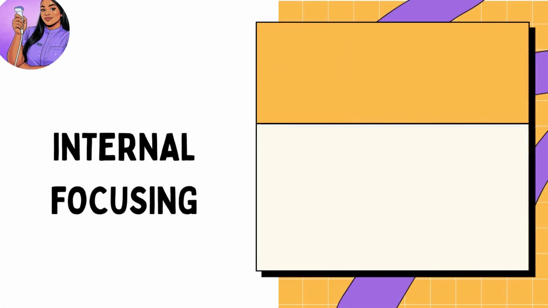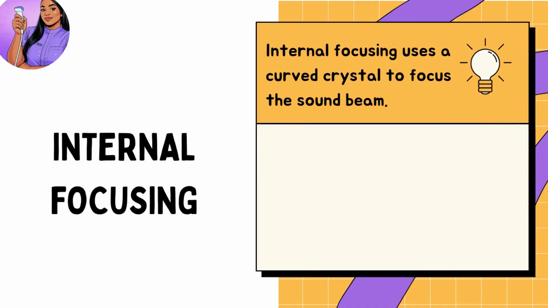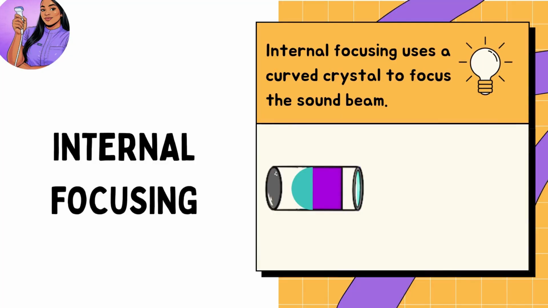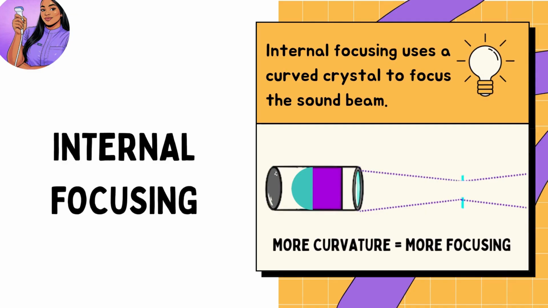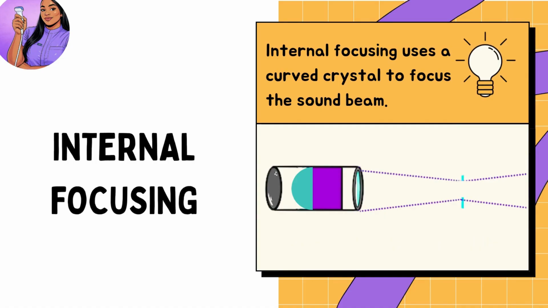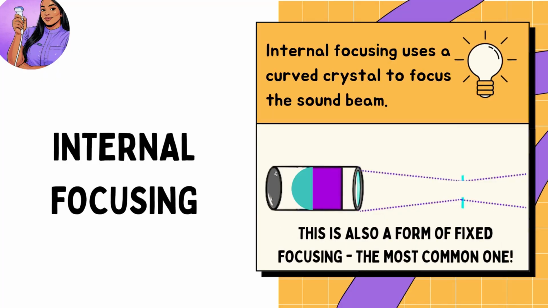The next one is internal focusing. So this one doesn't use a lens, but instead the crystal itself is curved. That curvature makes the sound waves spread out differently. They start naturally converging toward each other as they travel. The more curved the crystal is, the more the beam focuses. So this method builds the focusing right into the design of the element. And just like external focusing, internal focusing is fixed, meaning you can't change it once it's built. It's decided when the transducer is manufactured.